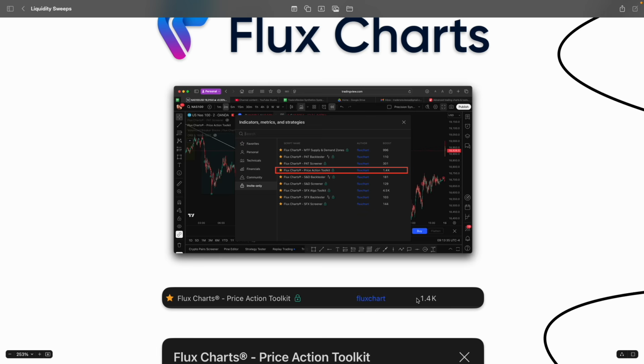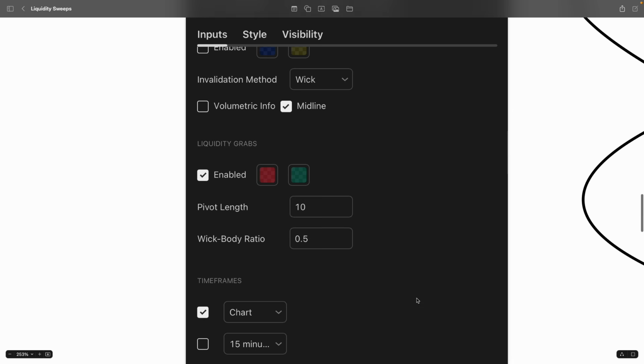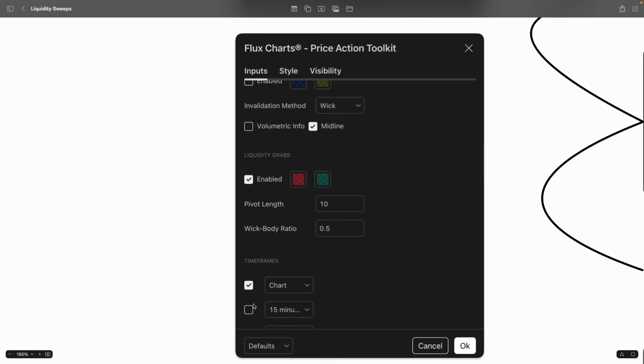This Price Action Toolkit has order blocks, fair value gaps, liquidity grabs, sessions, breaker blocks, everything that you can think of. For this video, I literally just enabled the liquidity grabs, and here you can see the settings for the liquidity grab. Pivot level is going to be 10, weak body ratio 0.5. And here you can choose your time frames on what you want the liquidity grabs to be identified on.